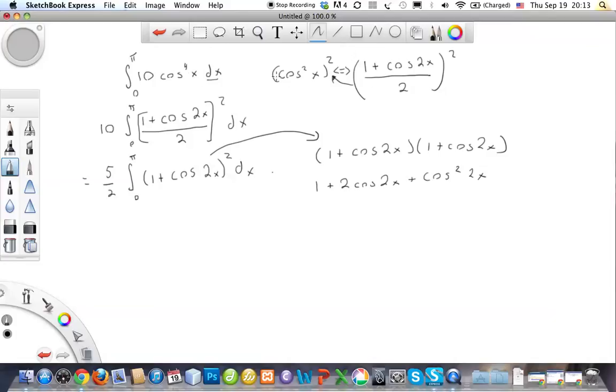So we're probably going to have to back substitute our cosine squared of 2x again, with this identity I brought up at the beginning of the problem. So with that being said, we're going to set this equal to 5 halves, the integral from 0 to pi of 1 plus 2 times the cosine of 2x plus cosine squared of 2x dx.